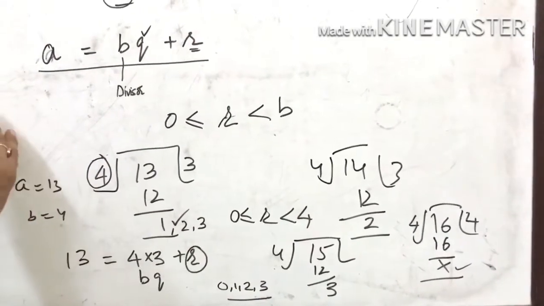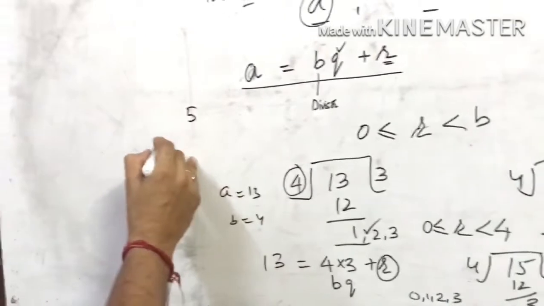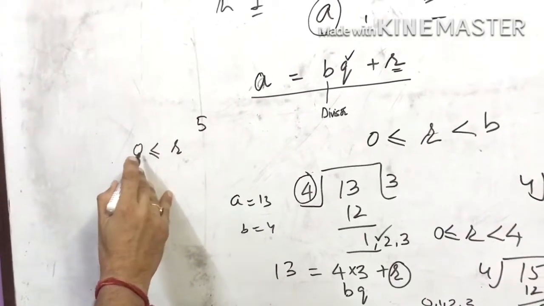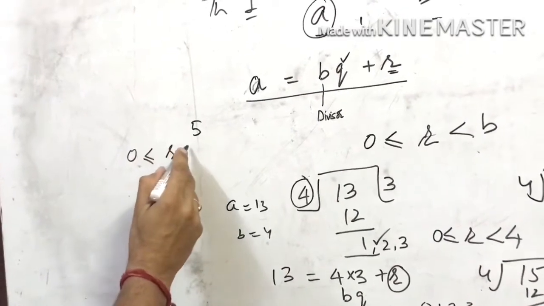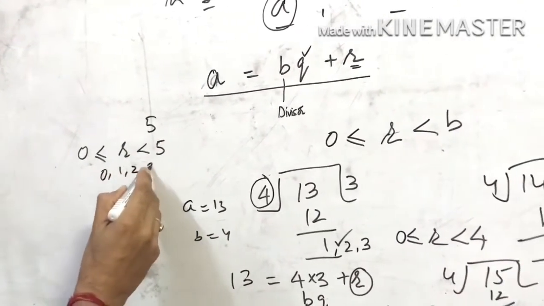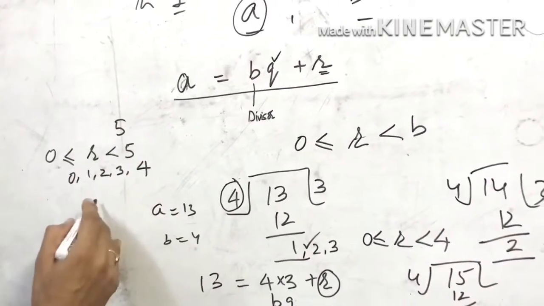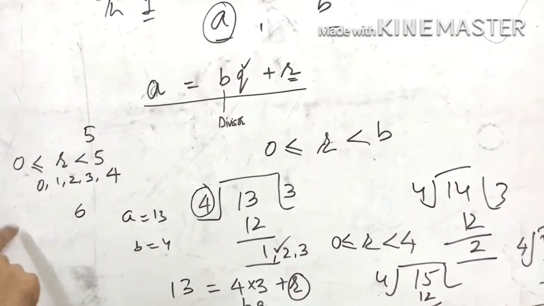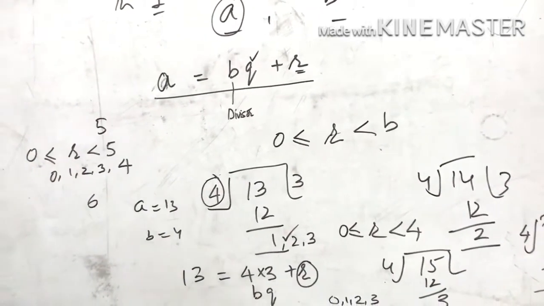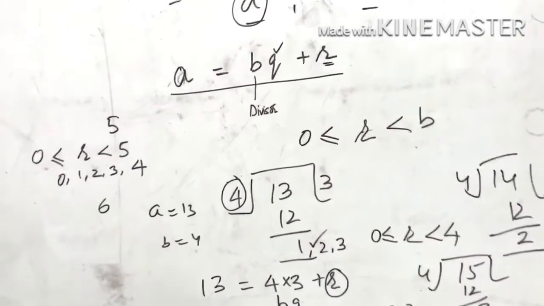So it means if your divisor is 5, the value of r will be either equal to 0 or greater than 0, but should be less than 5. That means 0, 1, 2, 3, 4. Similarly, if it is 6, then the value of r will be greater than or equal to 0 and less than 6, up to 5. That is 0, 1, 2, 3, 4, 5.